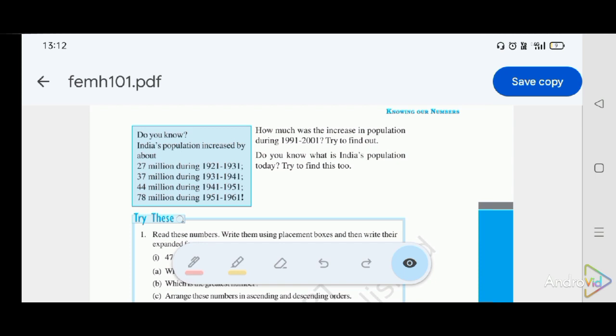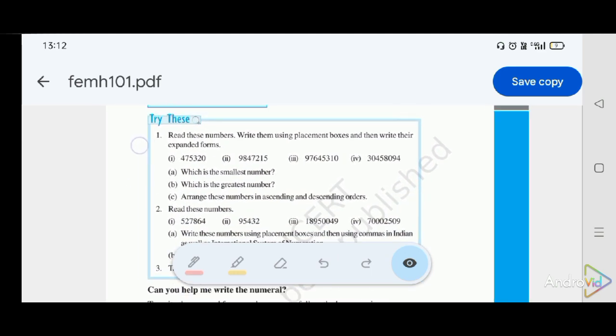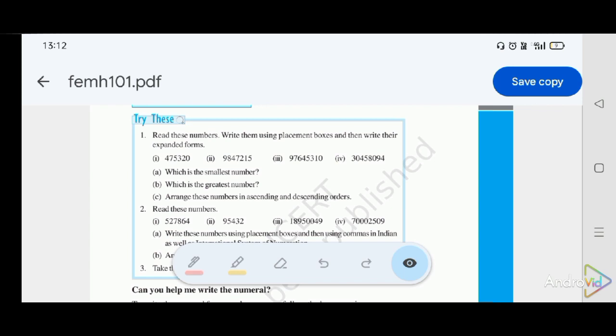This is an activity given to students. Please try to collect the data, students, and find out the answer. Now, moving on, try these. Exercises are given. First question is, read these numbers, write them using placement boxes, and then write their expanded forms.